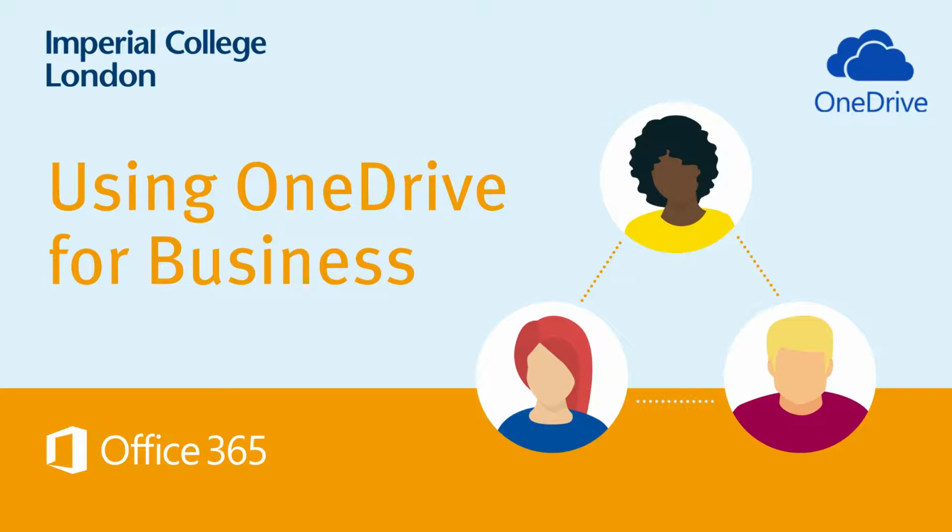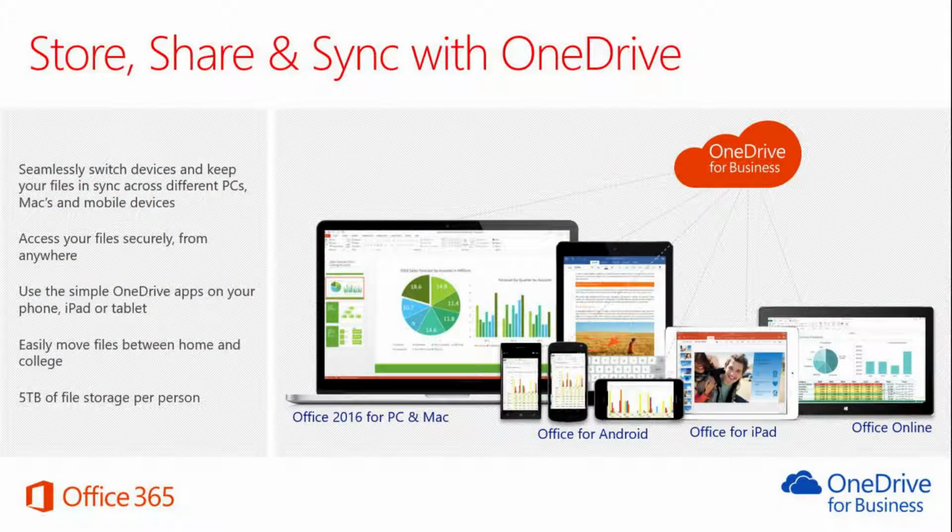This short video will help you get started with OneDrive for Business. OneDrive is part of Office 365 and provides a cloud storage area for all students and staff of Imperial College. You get 5 terabytes of storage per person, and it's a personal space to store your own files. You can access them across PCs and mobile devices.